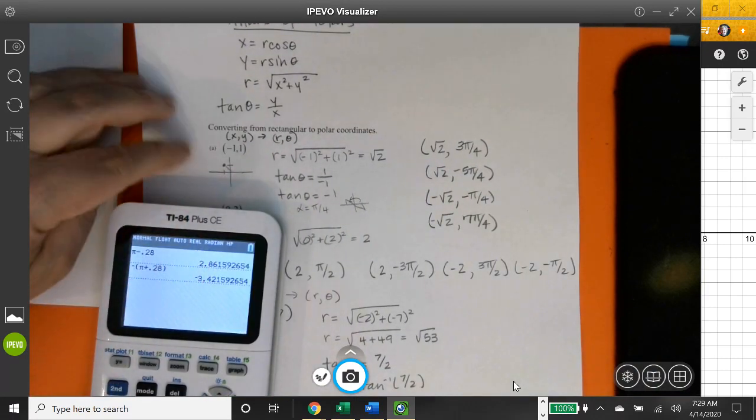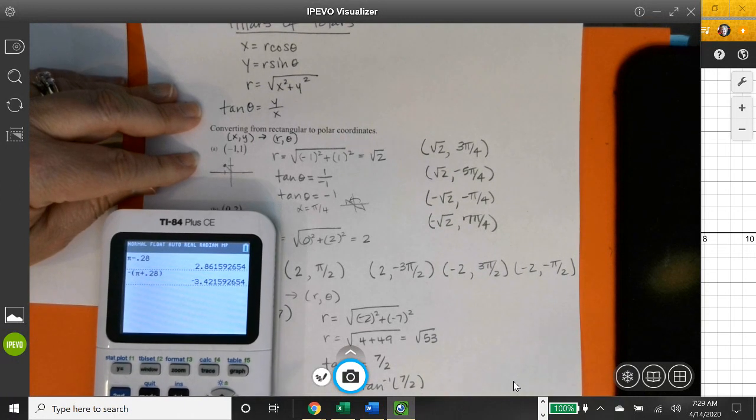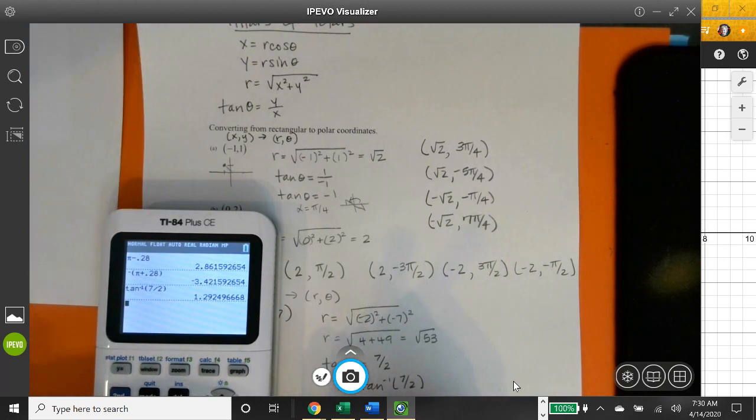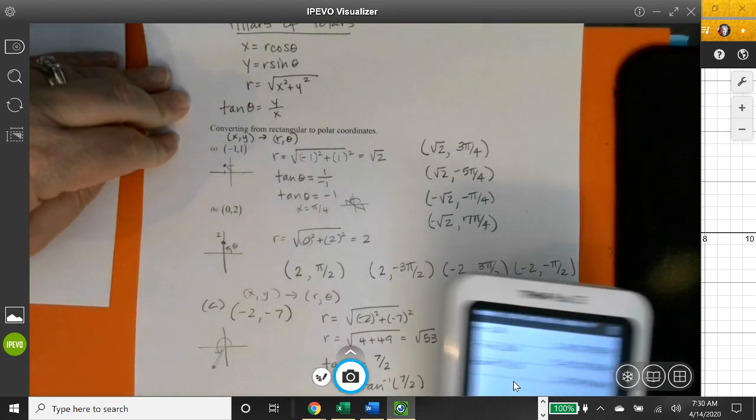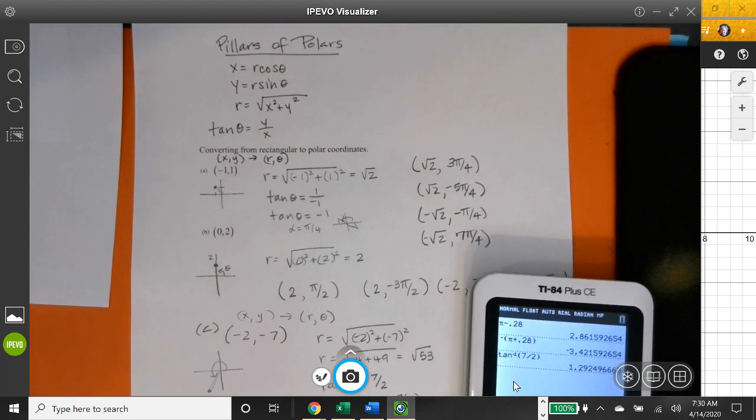And I am in radians. So how do I do that? We're going to go second inverse tangent of 7 divided by 2. And that's going to give us alpha is 1.29 radians, roughly.